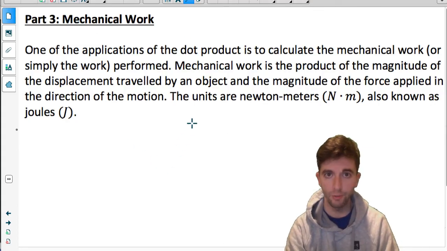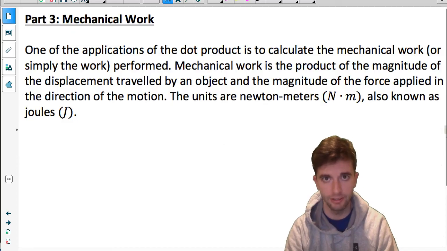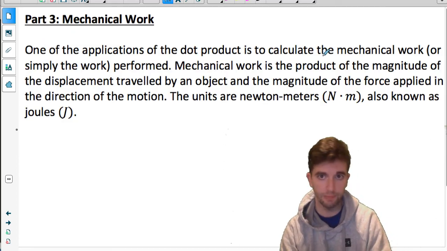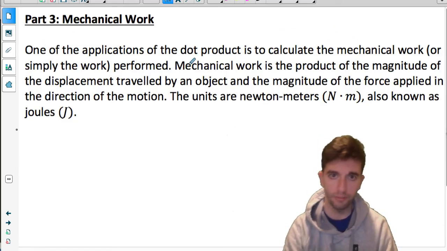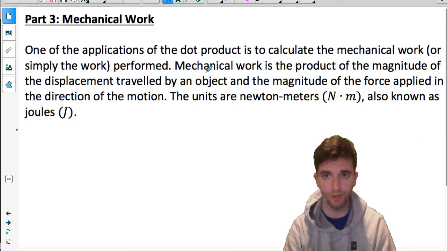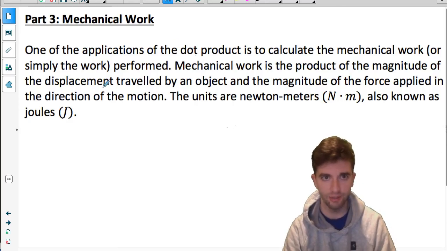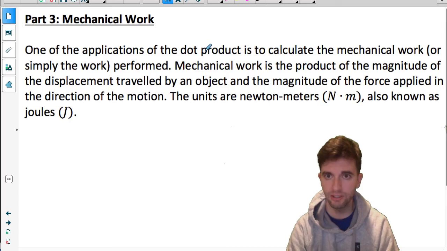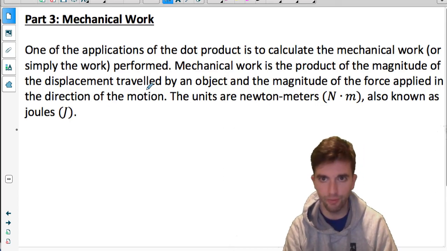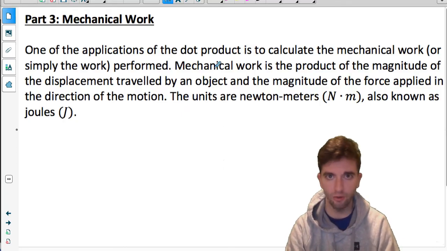Part 3, mechanical work. So work is a great application of dot product. One of the applications of dot product is to calculate the mechanical work performed. Mechanical work is a product of 2 things: the magnitude of the displacement traveled by an object, and the magnitude of the force applied in the direction of motion. That's what makes this a dot product question. And the units are Newton meters, also known as joules.